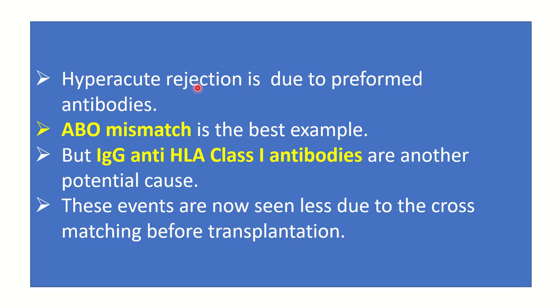So here we can see hyperacute rejection is due to preformed antibody. ABO mismatch is the best example, but IgG anti-HLA class 1 antibody is another potential cause. These events are now seen less due to cross-matching before transplantation, and this event is gradually decreasing due to screening against ABO antigen, and HLA antigens usually being matched before the operation.